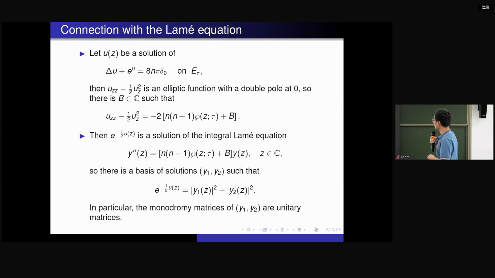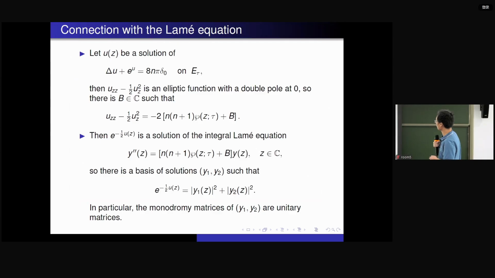So now let me introduce how to connect this PDE with the Lamé equation. Let U be a solution of this equation. Then consider z as a complex variable, and consider the function U_zz minus 1/2 U_z squared. If you take the derivative with respect to z bar, you see the derivative is 0 using this equation. So this function is a meromorphic function, and it is doubly periodic, so it is an elliptic function.